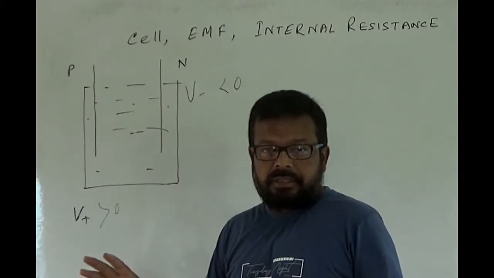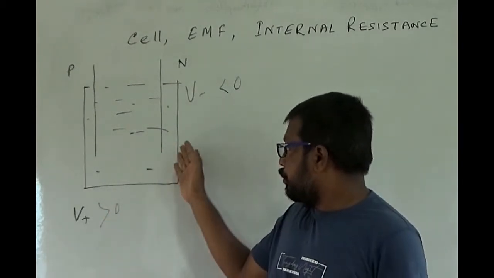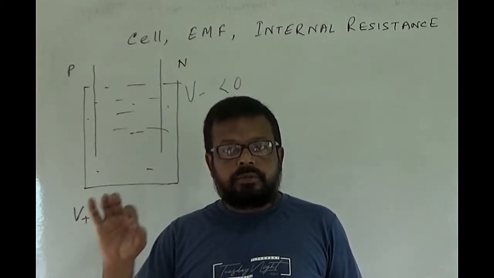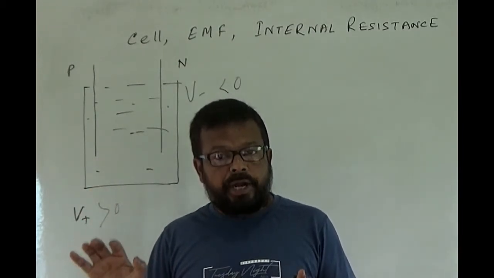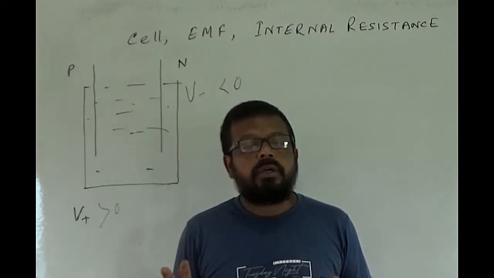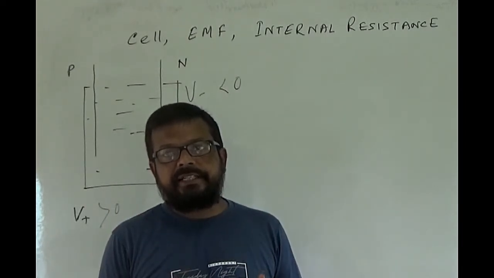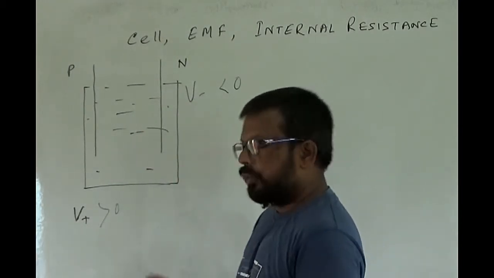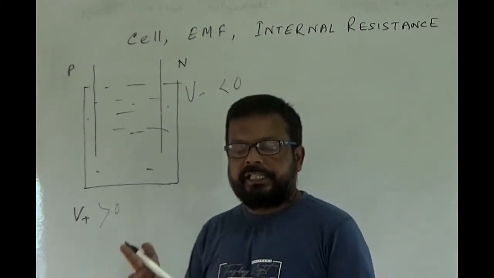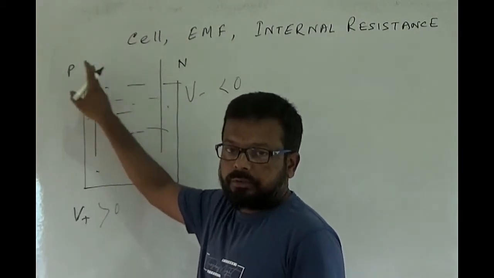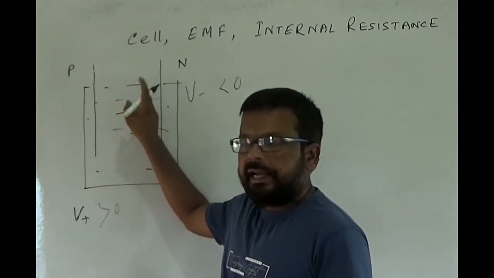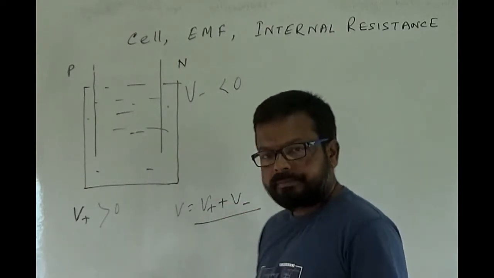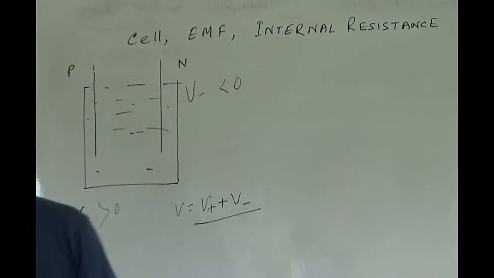Now, when there is no current through the electrolyte, each and every point of the electrolyte has the same potential, or you can say there is no potential difference throughout the electrolyte. Right? But there is a potential difference between these two electrodes, one is P, another is N, and that potential difference is V plus plus V minus.